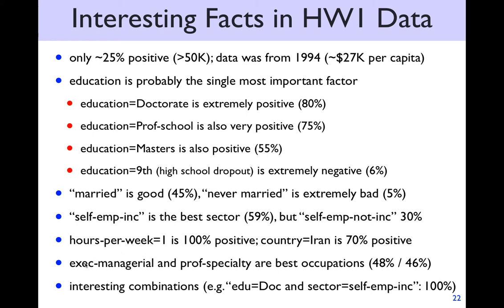And in terms of occupations, executives, managerial, like CEOs, right? And professional specialty, like doctors, maybe, are best paid occupations. They're close to 50%, still less than 50% positive. And you can find some interesting combinations, such as if a person has a doctorate, edu equals doctorate, and he or she works in a self-employed incorporated sector, then it's actually 100% positive, right?